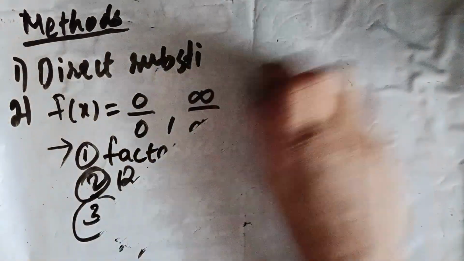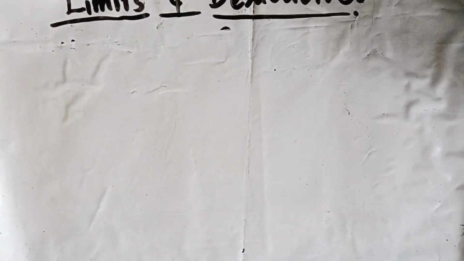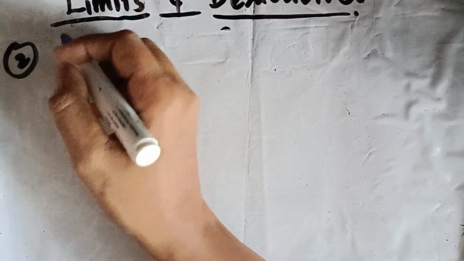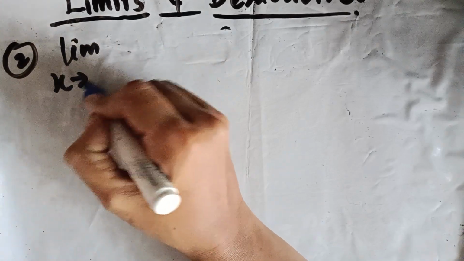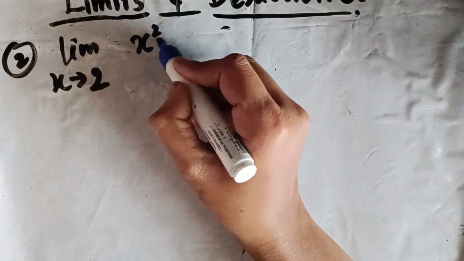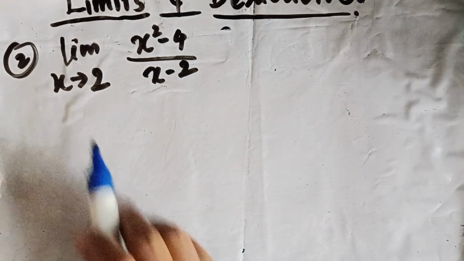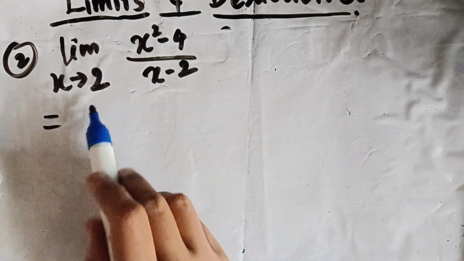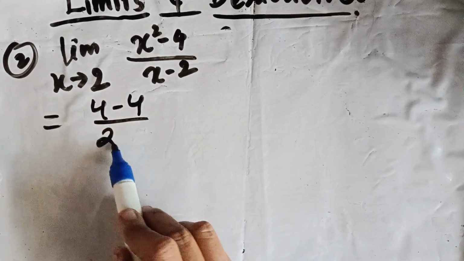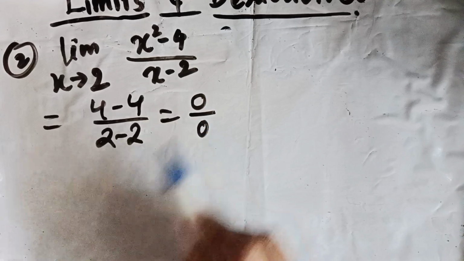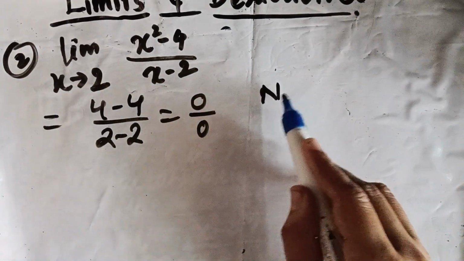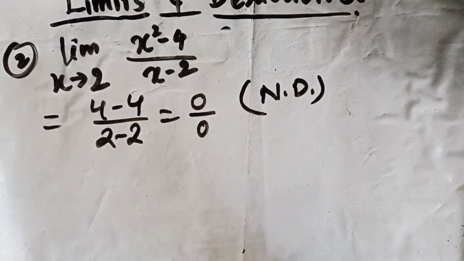So direct substitution we have seen. We'll go for the second method. Example: limit as x tends to 2 of (x square minus 4) upon (x minus 2). Now if you substitute here 2 directly, what will you get? 4 minus 4 upon 2 minus 2. That is of 0 by 0 form. So this is not defined, correct? So we have to use some other method.